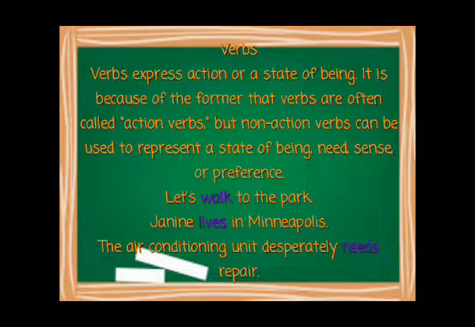Janine lives in Minneapolis. Lives here is a verb because it was doing an action. Next example, the air conditioning unit desperately needs repair. Needs is an example. Why? Because it was an action that needs. So that's it. There are a lot more verbs, like for example, jumping, singing, or jump, sing, like that.